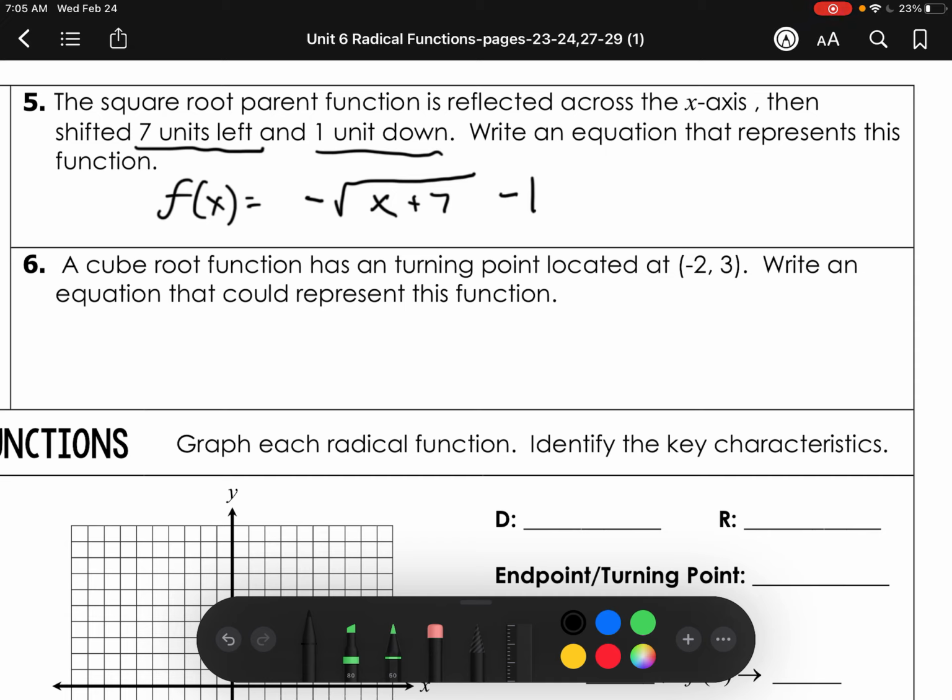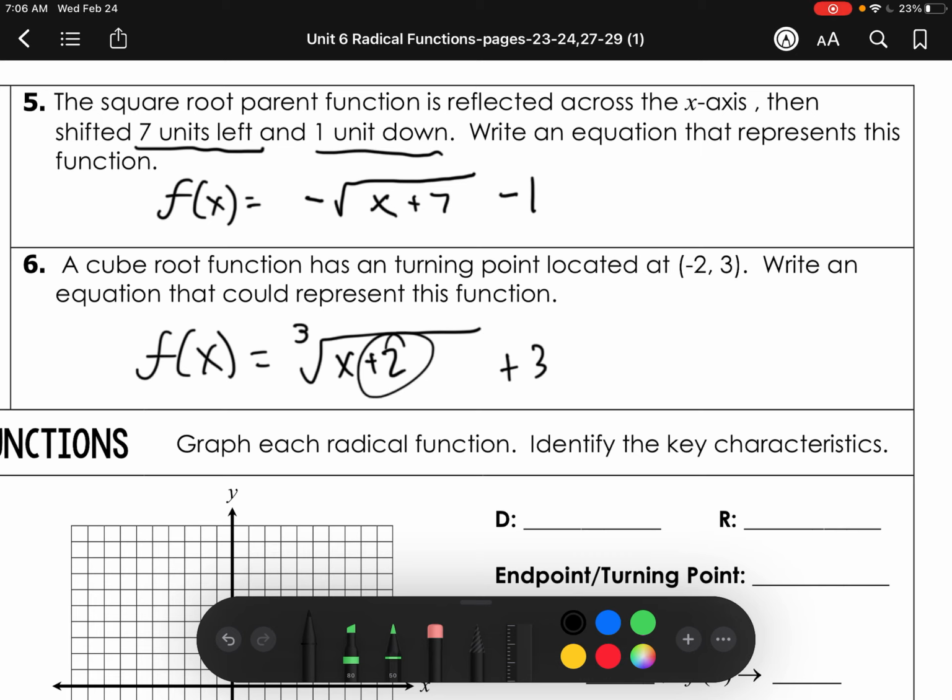Number 6 says a cube root function has a turning point located at negative 2, 3. Write an equation that could represent this function. So if you remember, h, k is the turning point. So that means that this is f of x is equal to, and it's a cube root function. f of x is equal to the cube root of x plus 2, plus 3.